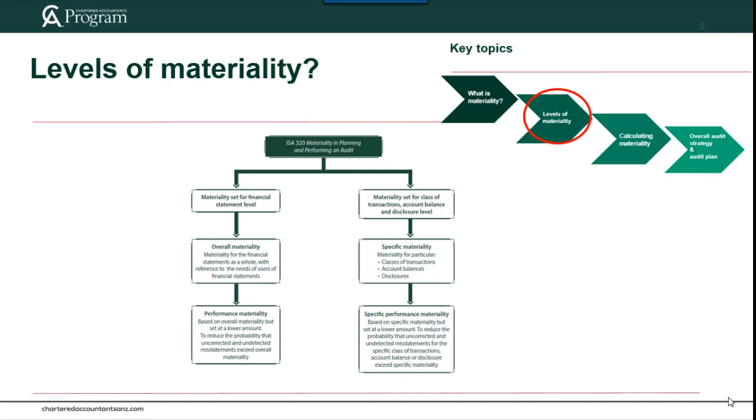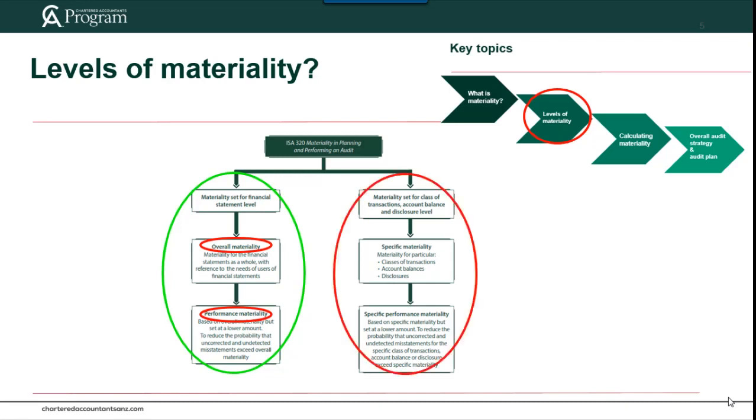ISA 320 describes 4 levels of materiality, which can be broadly categorised as follows. When planning and performing an audit, materiality is set at the financial statement level, where we look at overall materiality and performance materiality. Materiality is also set at the assertion level, where we look at specific materiality and specific performance materiality. The terms overall materiality and specific materiality are used only for the purposes of this module. These terms are not used in ISA 320.